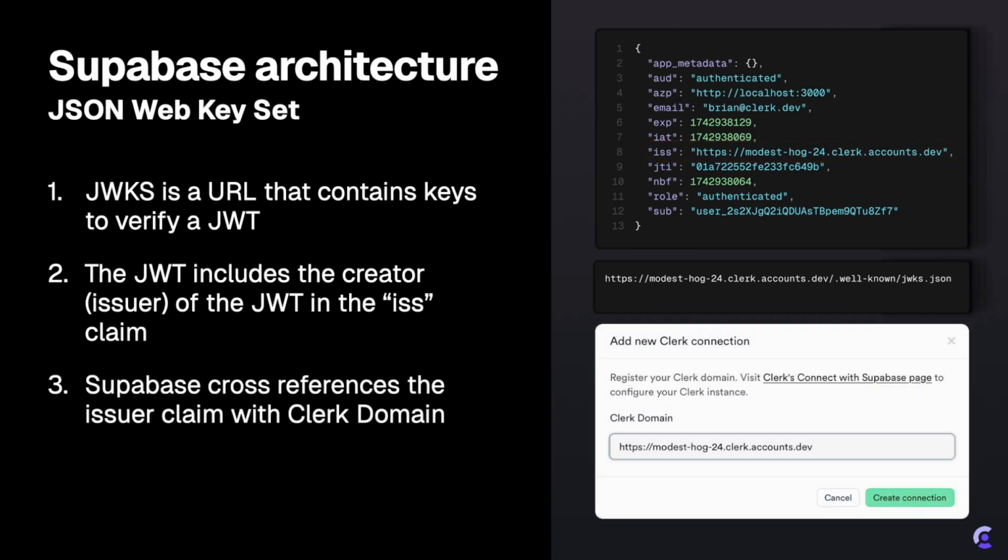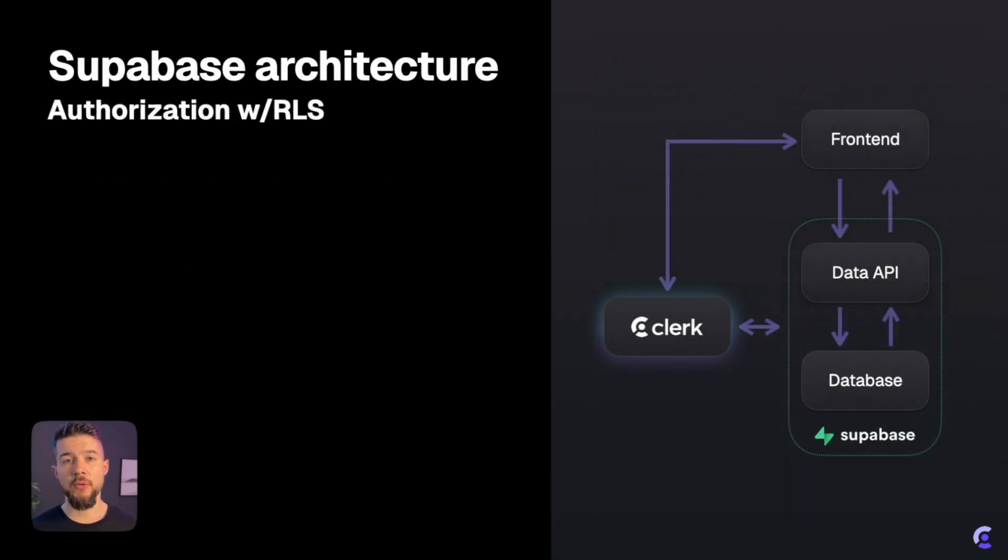When you configure the Clerk and Supabase integration, you actually use the Clerk domain, which tells Supabase to cross-reference the JWKS endpoint provided by Clerk so it can verify the tokens on your behalf. With the authentication flow covered, let's take a look at how authorization works within Supabase.